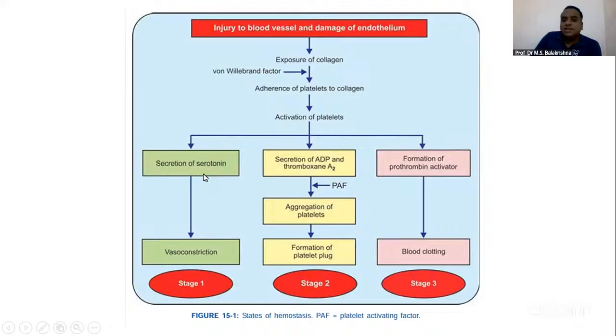This serotonin is vasoconstrictive in nature. So whatever blood is getting lost, the vessel will get constricted. It will shrink the blood vessel. Then ADP and thromboxane A2 will tell all the platelets to come, there is a defect, let us block this. And the platelet plug formation takes place. Stage 1, 2, 3, this is hemostasis.